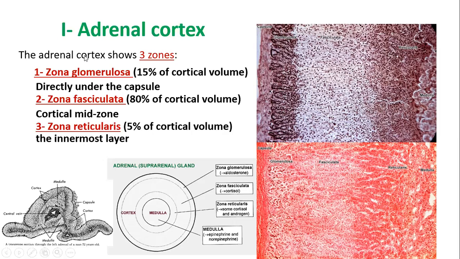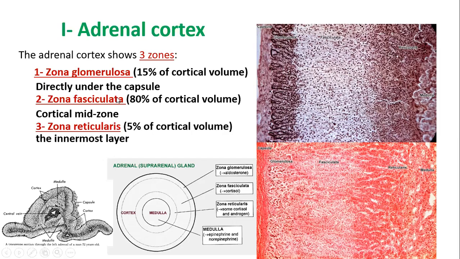Okay, so now coming to the zona glomerulosa, which occupies almost 15% of the cortical volume. So out of the whole volume, almost 15% is occupied by the zona glomerulosa, which will be directly under the capsule. As we saw, this is the capsule here. So just under the capsule is the zona glomerulosa.